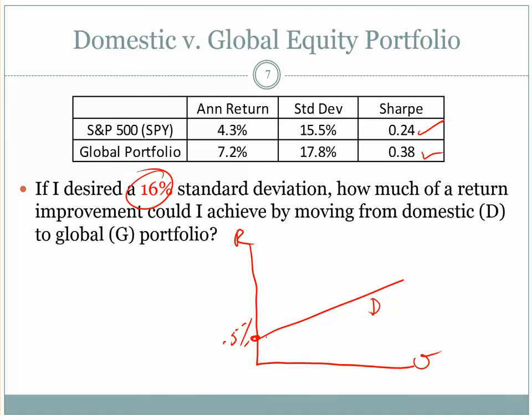We call these a capital allocation line, by the way. Or I could be on a global portfolio capital allocation line. Because of the higher slope, I know it lies above. So if I want a 16% standard deviation, I can get this level of return in domestic markets or this level of return in global markets. So let's go ahead and solve that problem.